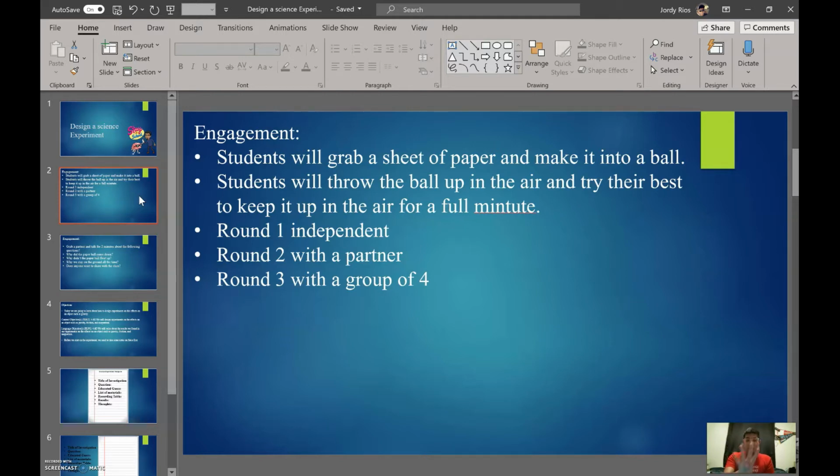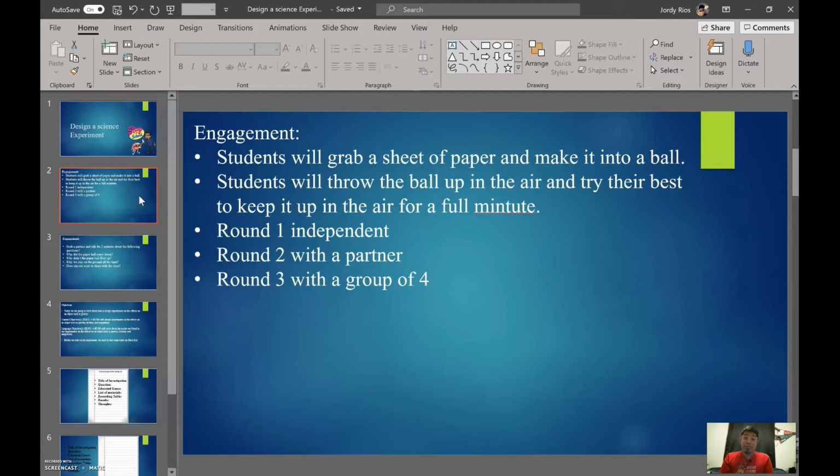Then the teacher is going to make everyone sit down again, and then for round 3, you and a group of 4 friends, okay? All 4 of y'all are going to try to bounce the ball in the air as much as possible, okay? So that's what you're going to do. After that, the teacher's going to make everyone sit down again so we can have our discussion.